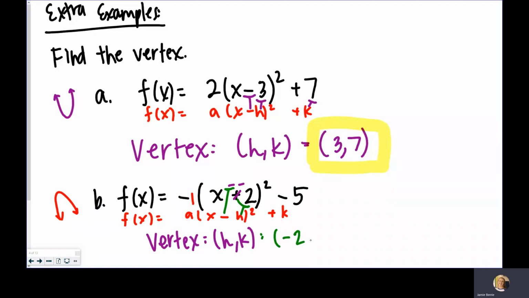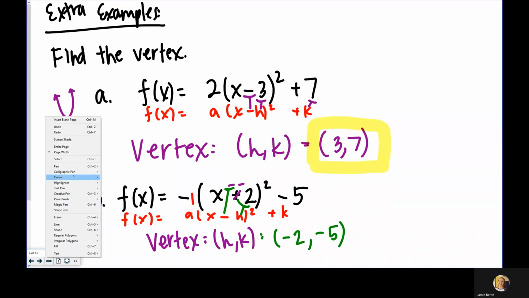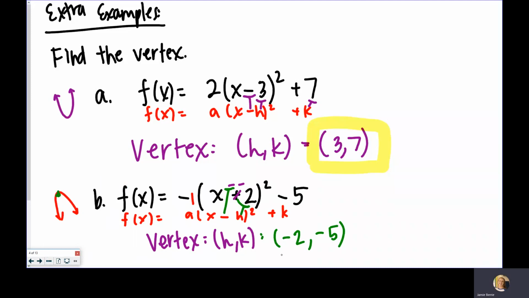My x coordinate is -2. And then k here, you can see, is -5. So my vertex is (-2, -5). So again, since this graph is concave down, that would be the maximum point on the graph. That would be the maximum point on the graph. All right, so now that we've had some practice identifying the vertex, let's go ahead and do an entire problem.